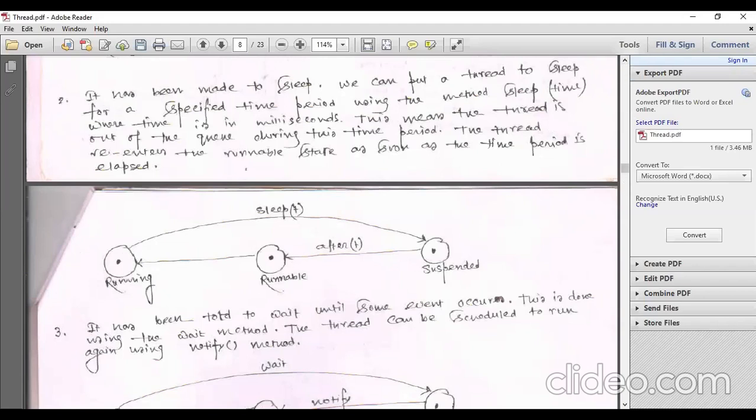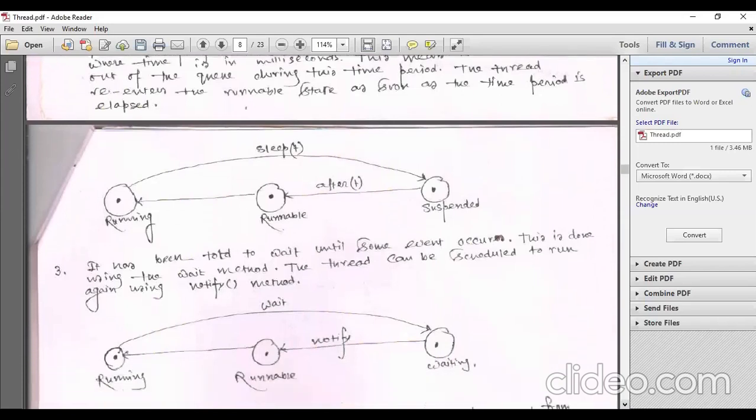The second situation is calling the sleep method. And another situation is it has been told to wait until some event occurs. Fine. So that is the third one. The thread is moving from running to block state. Another approach: it is calling the wait method. The wait method is used for what purpose? It has been told to wait until some event occurs. This is done using the wait method.